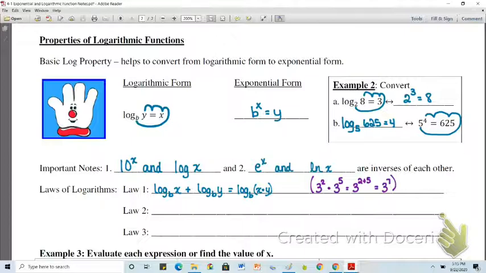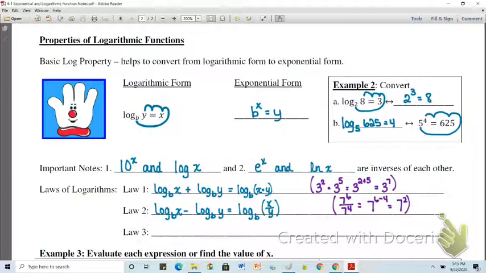The next one, so I have log base b of x minus log base b of y. That is going to be log base b of x divided by y. And that would be something like when we had 7 to the 6th over 7 to the 4th. Well, to figure that out, I kept the 7 and subtracted 6 minus 4 to get 7 squared.